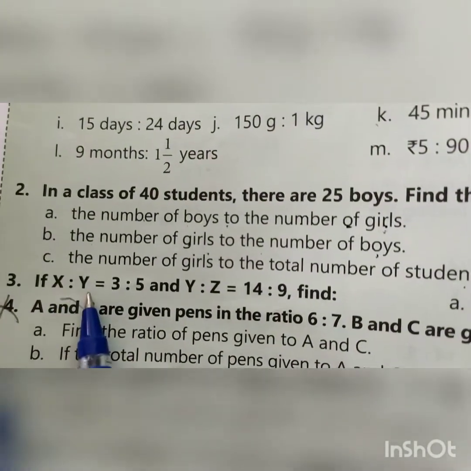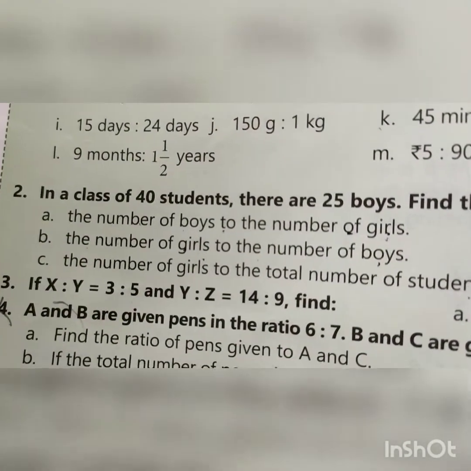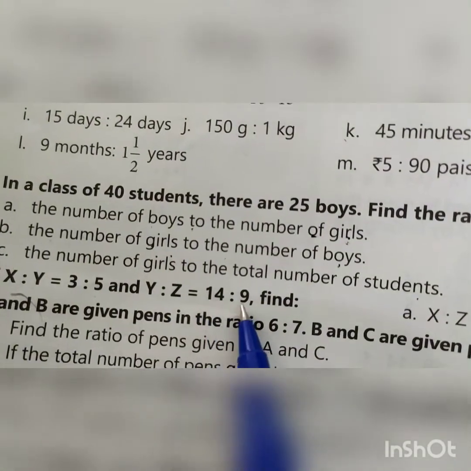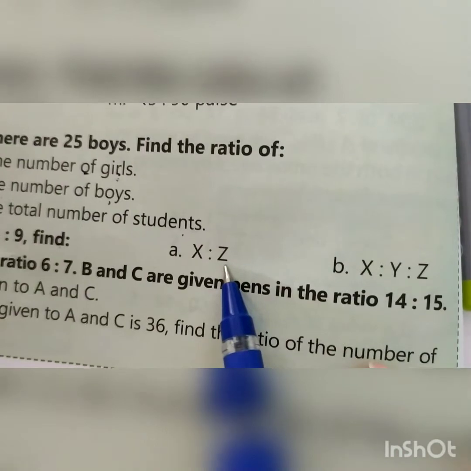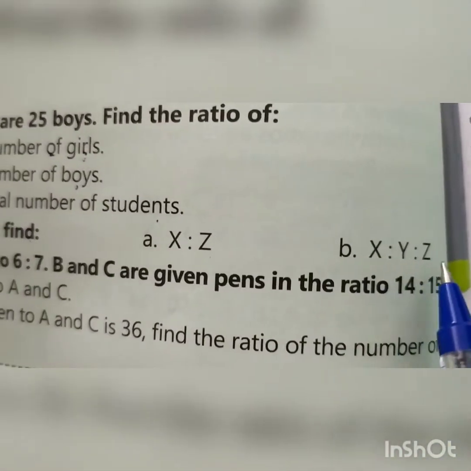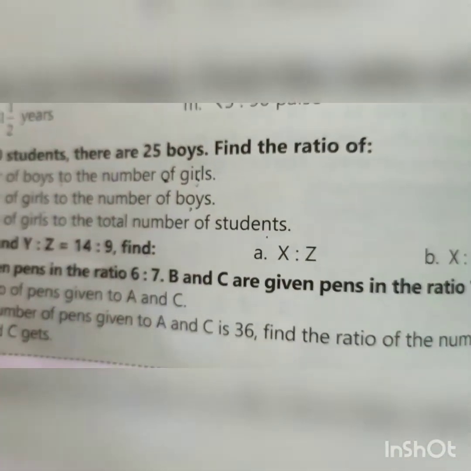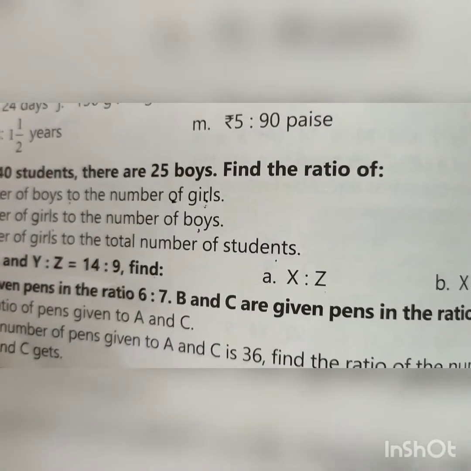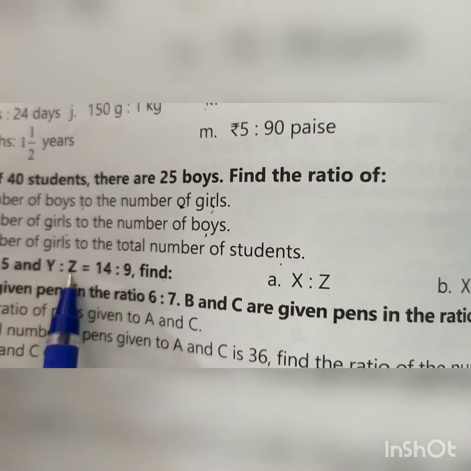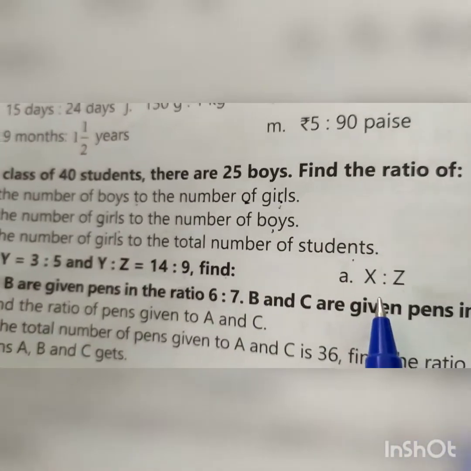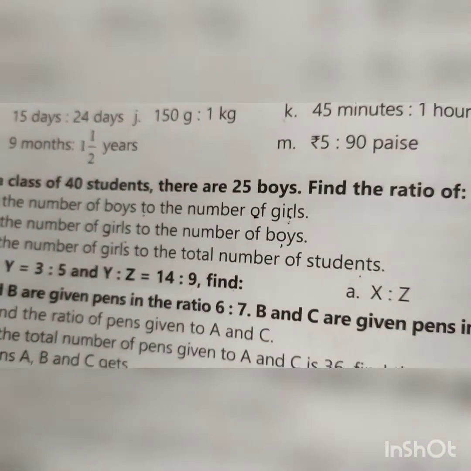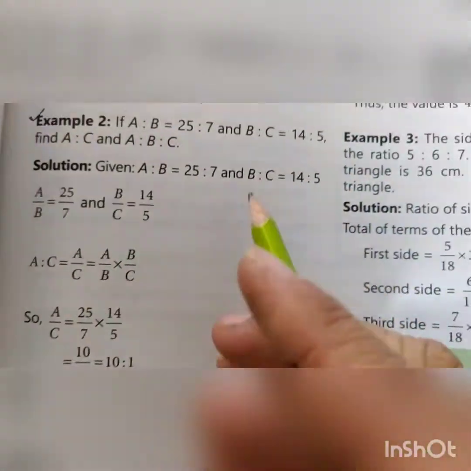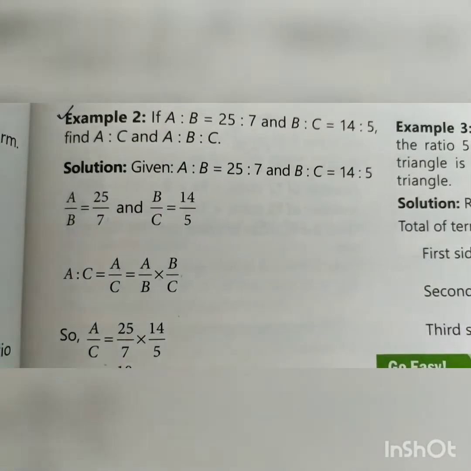Now question number 3. If x ratio y is equal to 3:5 and y ratio z is equal to 14:9, find x ratio z, and in B part x ratio y ratio z. In the question, first the ratio of x and y is given and then the ratio of y and z. Here we have to find the ratio of x to z. Students, first I will explain example 2, which is just like question number 3.